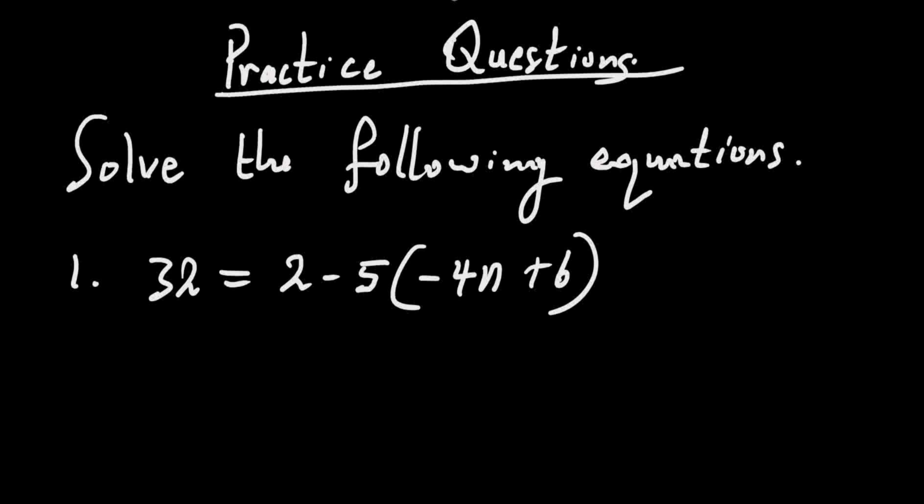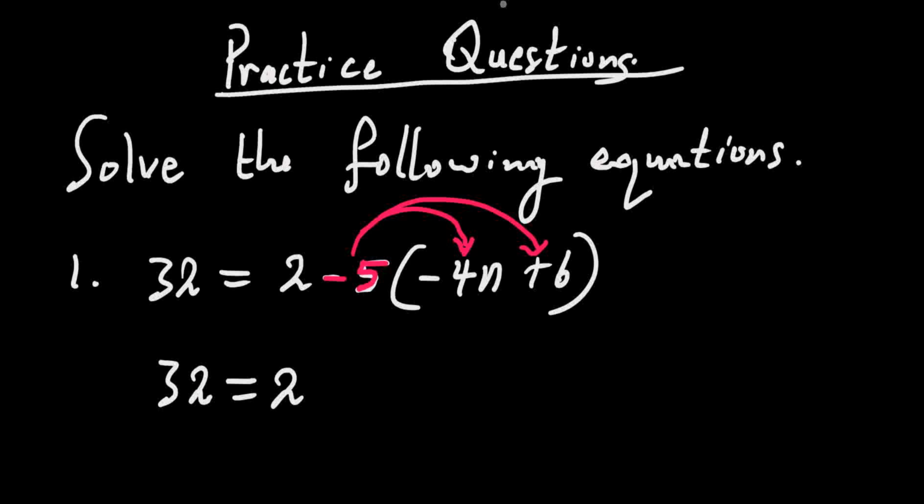So the first task is to clear the parentheses, but always consider the number or the sign closest to the parentheses. As you can see, we have -5 just before the parentheses. So we are going to distribute that into each term of the parentheses as we clear the parentheses. So this will become 32 equals 2, then -5 times -4n will give us positive 20n, and negative 5 times positive 6 will give us negative 30.